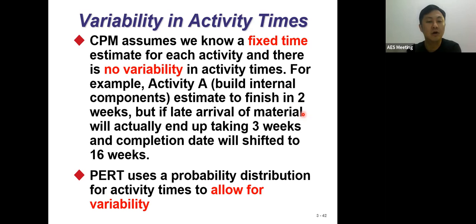As for PERT analysis, yes, we allow variability. CPM does not allow it, but PERT analysis does. When PERT analysis comes into the picture, we look more at the probability or distribution, which is allowed, so the timing will be slightly different. That is what we mean by PERT analysis.